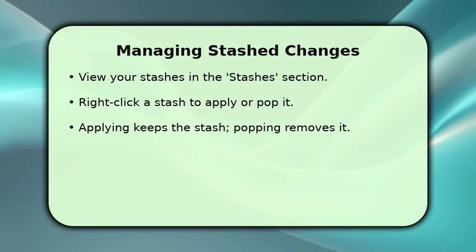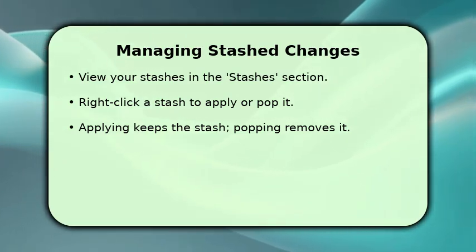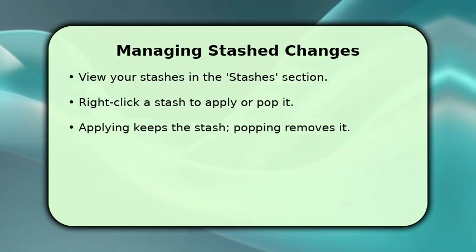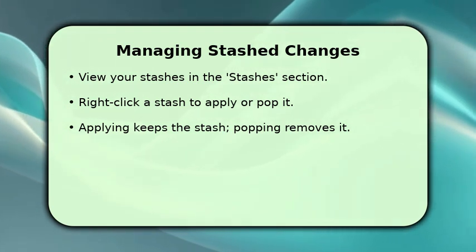After stashing, your changes are stored and your working directory is clean. To view your saved stashes, navigate to the Stashes section in Sourcetree's sidebar. Here, you'll see a list of all your stashed items, each with its descriptive message.